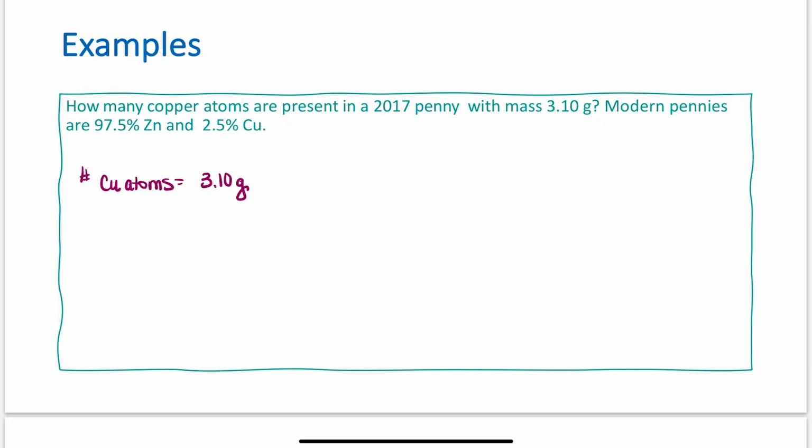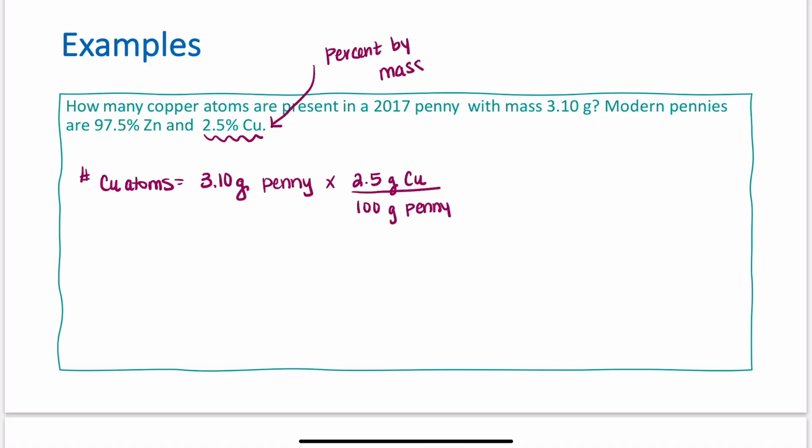The penny weighs 3.10 grams, but that is the whole penny. Only 2.5% of it is copper. So I treat that as a conversion. 2.5 grams of copper for every 100 grams of the penny. Because this is called percent by mass, meaning 2.5% of the mass is due to copper, 97.5% of the mass is due to something else, in this case, zinc.